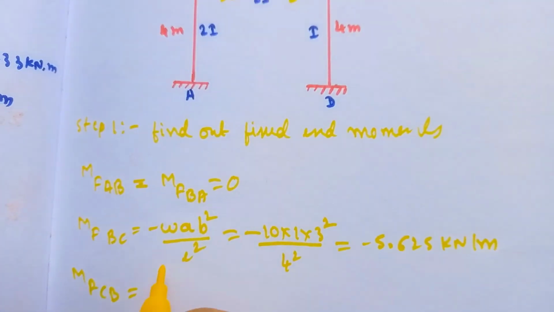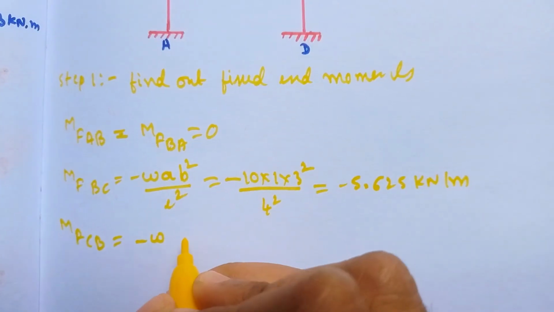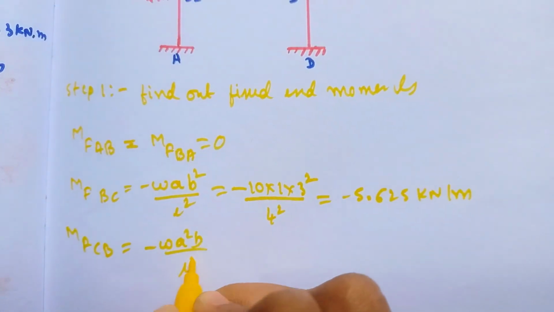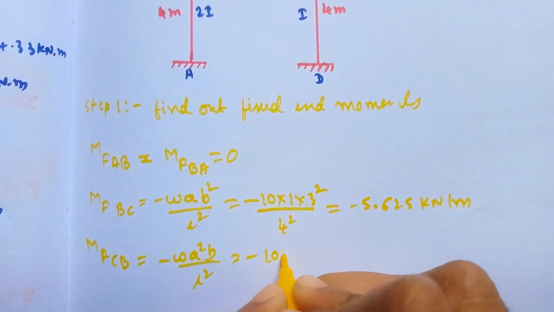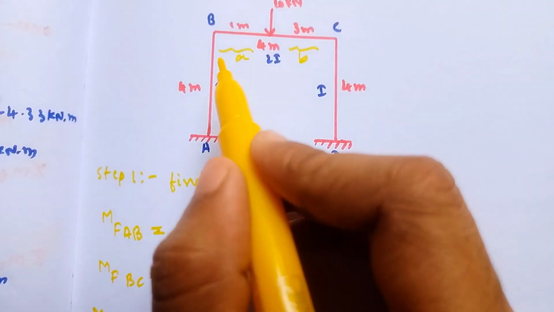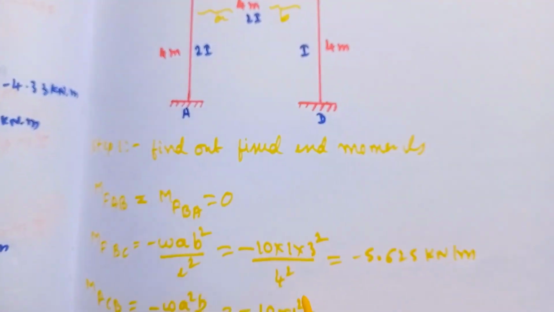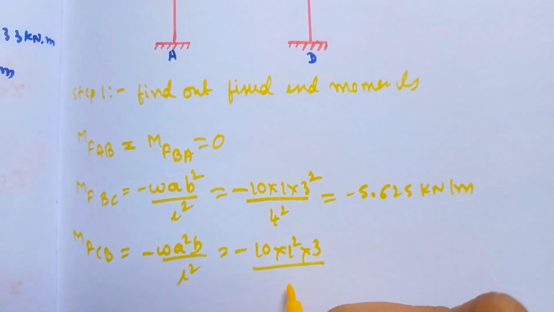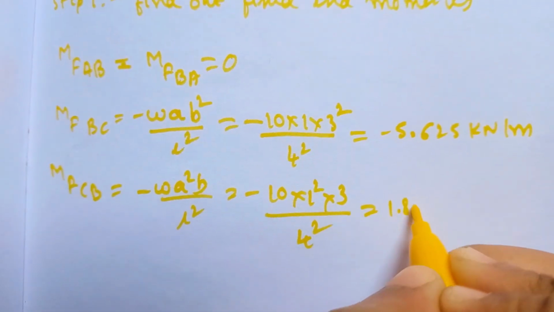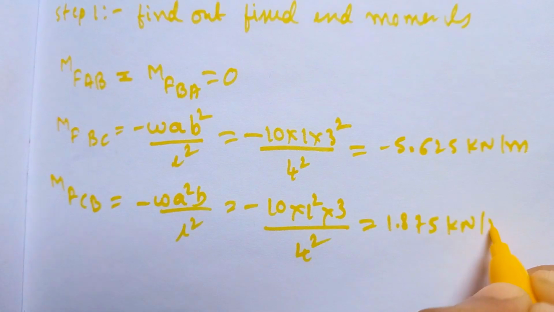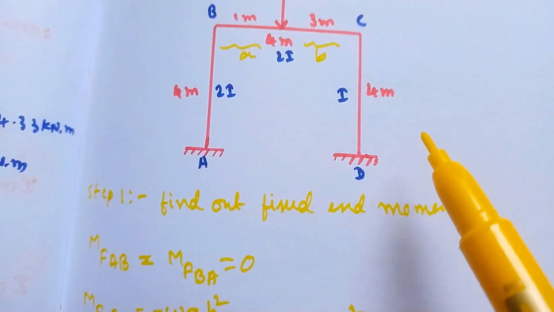Similarly for MFCB, we have the formula: minus W A square B divided by L square. So W is 10, load is 10. So 10 into A is 1 meter, 1 square, into B which is 3, divided by L which is 4 meter, so 4 square. Simplifying, it will come out as 1.875 kilonewton meter.